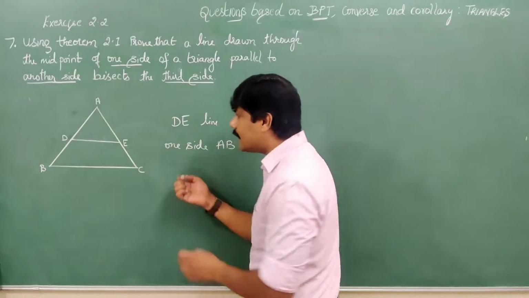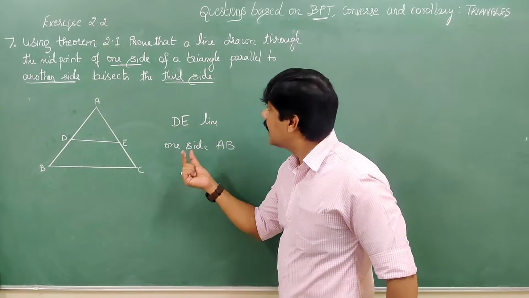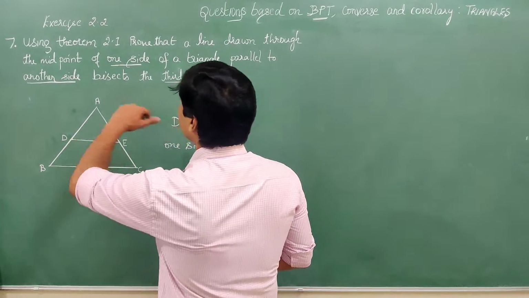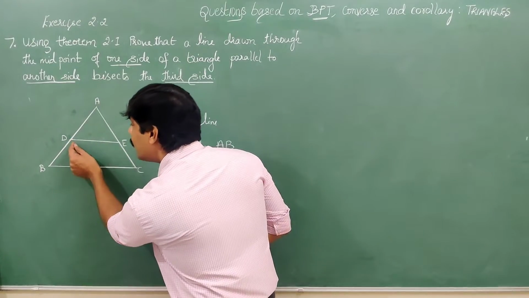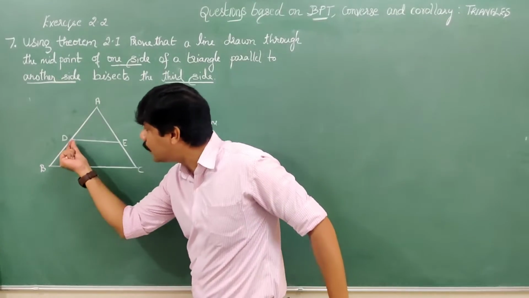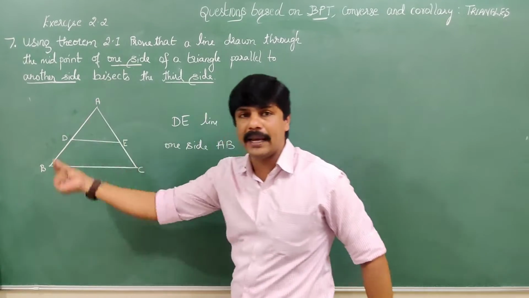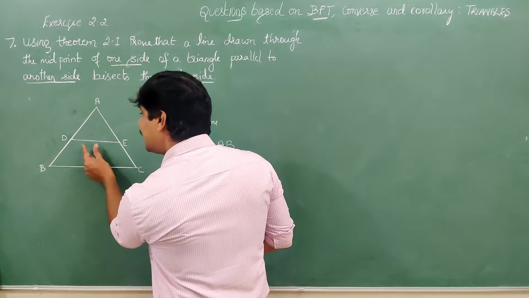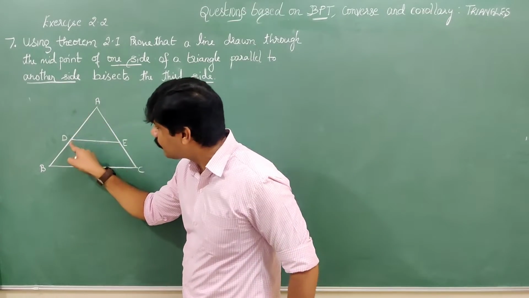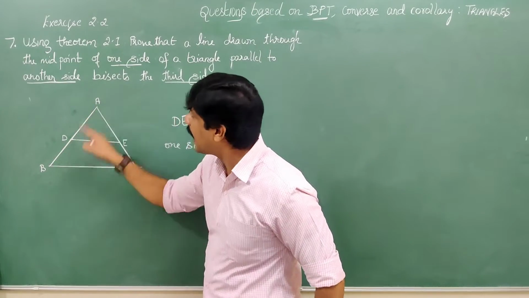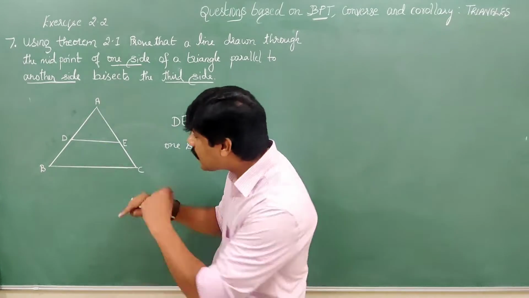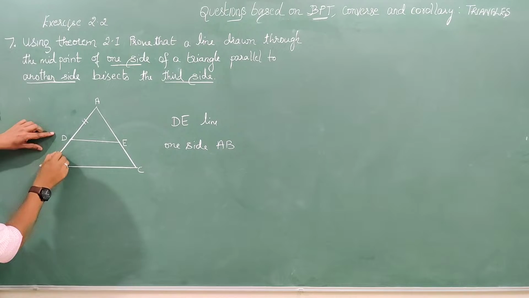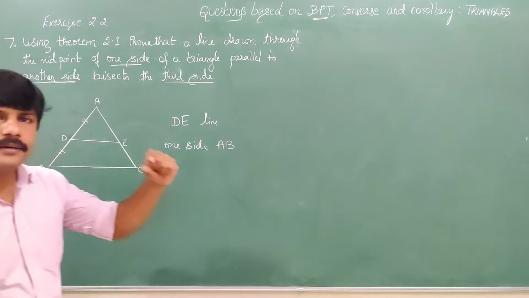This particular line DE is drawn in such a way that it passes through the midpoint. It starts from the midpoint of AB. What do you mean by this line DE starting from the midpoint of AB? Midpoint of AB means AD is equal to BD.